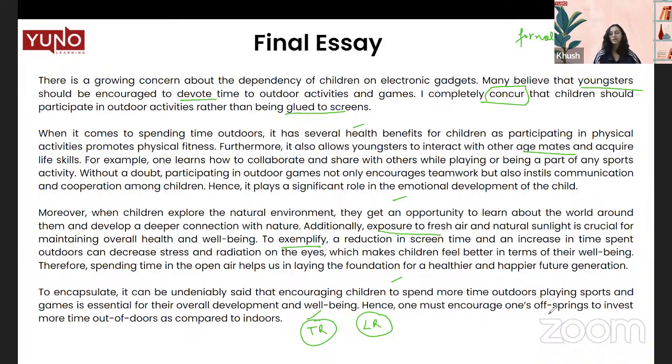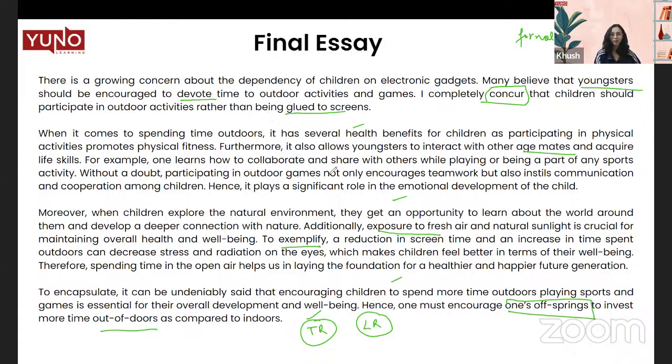And then we have used in the last paragraph, yes, here it is: one's offsprings, instead of just saying children. And out of door, instead of saying outdoor sports compared to indoors. So these are the different ways you can incorporate synonyms and words in your essay, right?